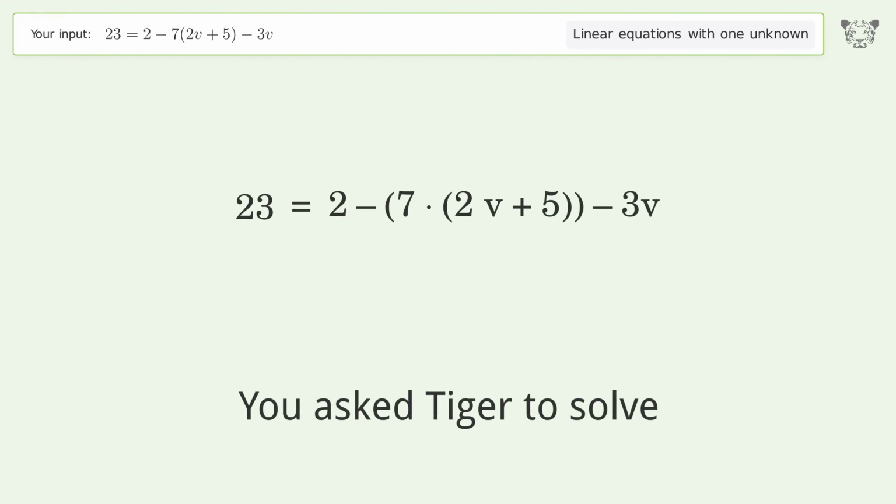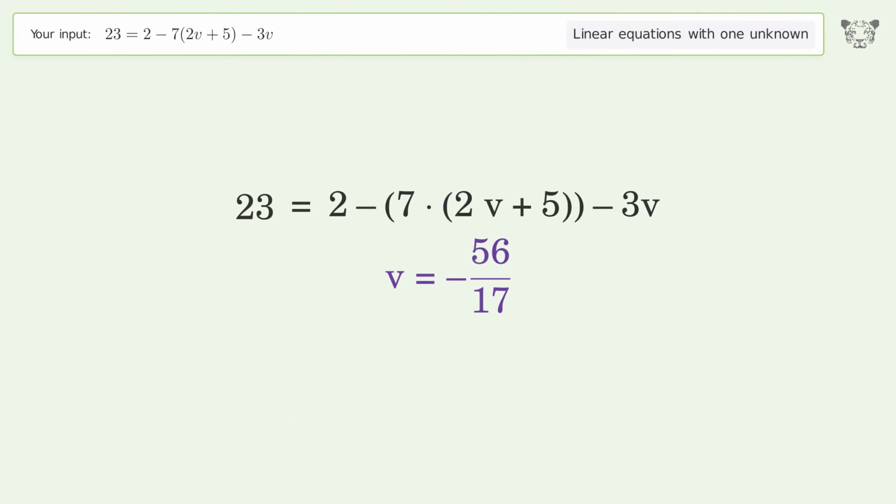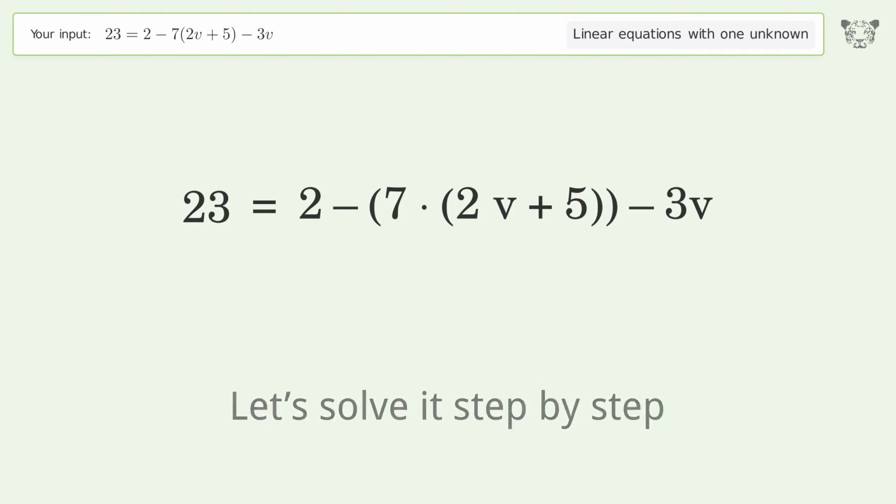You ask Tiger to solve this. It deals with linear equations with one unknown. The final result is v equals -56/17. Let's solve it step by step.